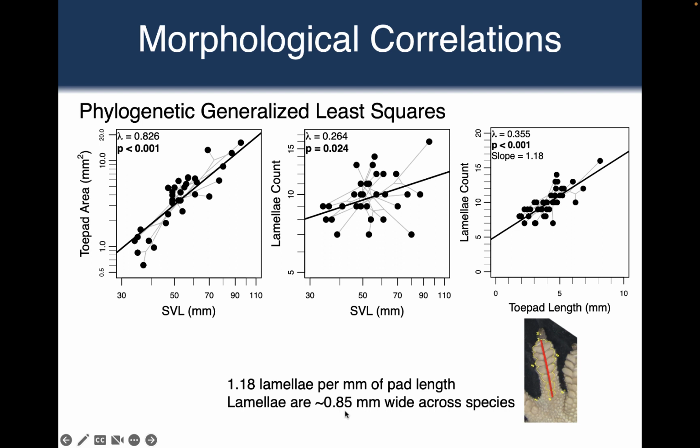And so this would be a really cool future study to do, to explicitly measure how thick, how wide, or tall each lamella is, and see how universal this width is. Because that would be really interesting if lamellae are the same size, regardless of if they're on big animals or small animals. That would have really cool biomechanical implications for how toepads work. So those were some cool analyses, some cool results.